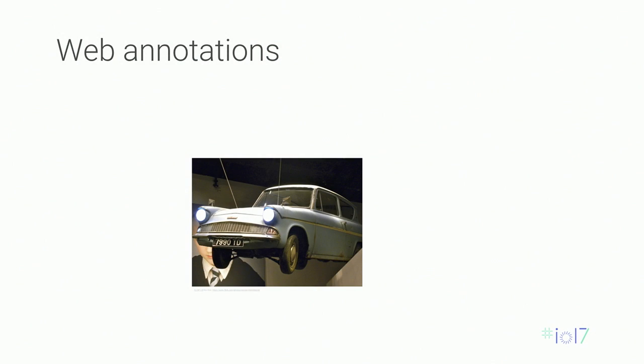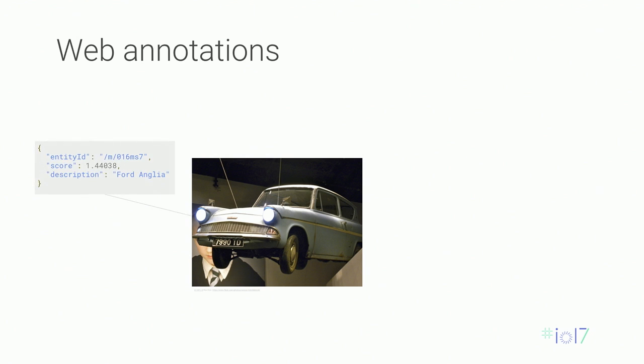Looking a little more closely into web annotations, I'm a big Harry Potter fan, so I'm going to use this image to show you web annotations. This is a picture of a car. It's not just any car. It's a car from the Harry Potter movies, and it is currently on display in a museum. So I wanted to send this to the web annotations endpoint and see what entities it was able to find in the image.